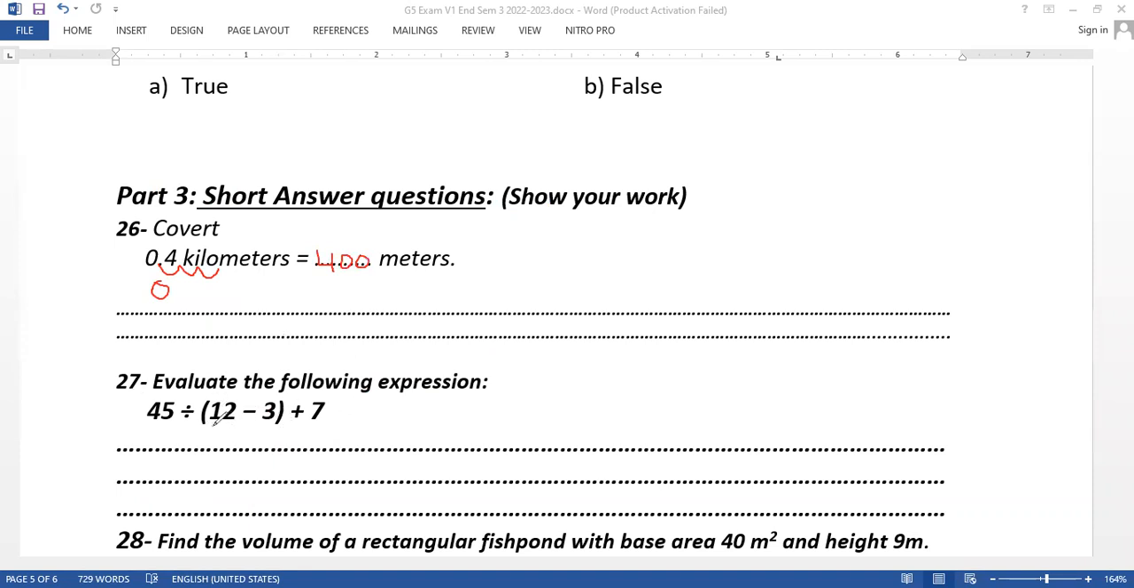Now evaluate the following expression. I start with the parentheses. 12 minus 3 is 9. Now I have divide and plus, but divide comes before adding, so 45 divided by 9 equals 5. Now 5 plus 7 equals 12. Let me check again. 12 minus 3, 9. 45 divided by 9, 5. 5 plus 7 equals 12.